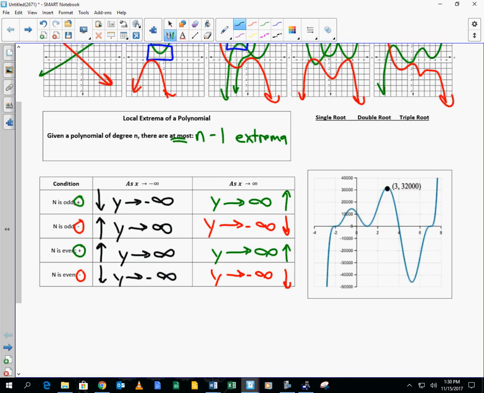The last thing we need to think about is our single, double, and triple roots, okay? And so single roots and double roots and triple roots, here's what they look like. A single root just passes right through the x-axis. A double root actually bounces off of the x-axis. A triple root slows down and kind of flattens out as it passes through the x-axis.